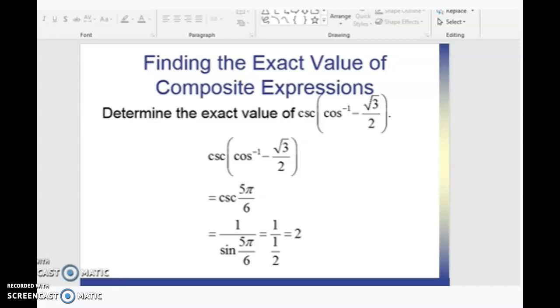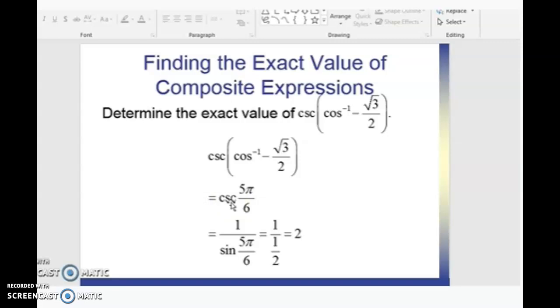5 pi over 6 is the angle that has a cosine of negative square root of 3 over 2. 5 pi over 6 is one of our common angles on the unit circle, so you should have known that fact. Well, after working that part of the problem, you can see that we are left with now having to find the cosecant of 5 pi over 6.